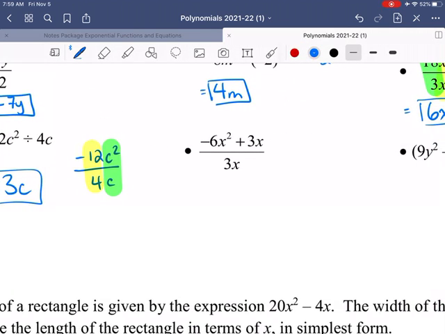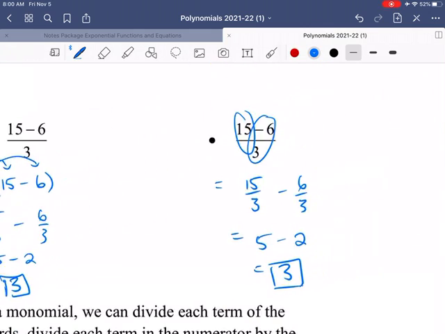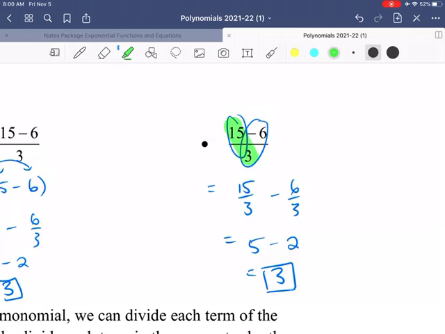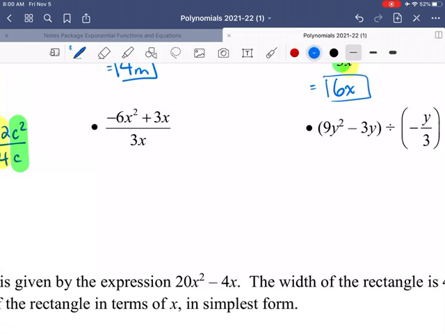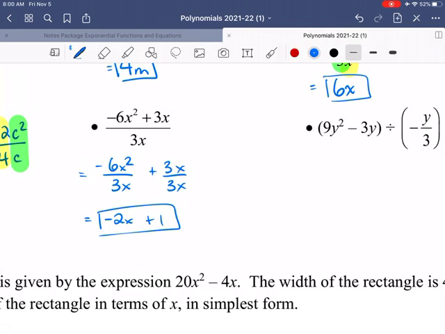Well, here's another example. We have two parts of the numerator, and we only have one denominator. So in previous examples, you could see that you could divide each part of the numerator by the denominator. So we're going to do the same thing. We're going to divide negative 6x squared divided by 3x and positive 3x divided by 3x. So the first part will simplify to negative 2x, and the second part simplifies to just positive 1.